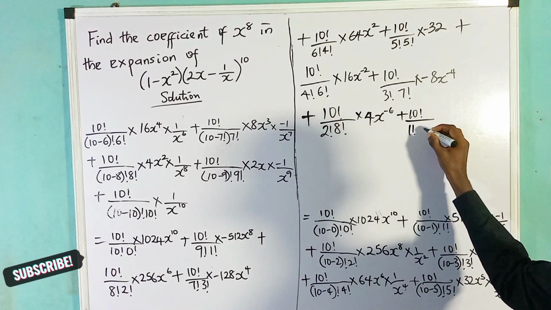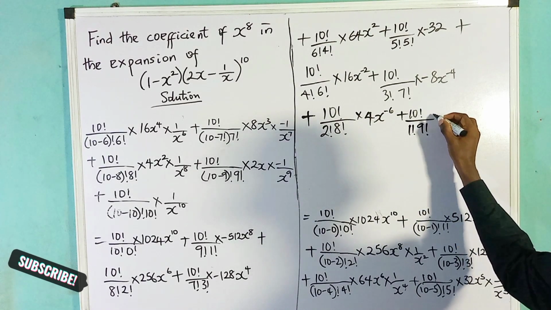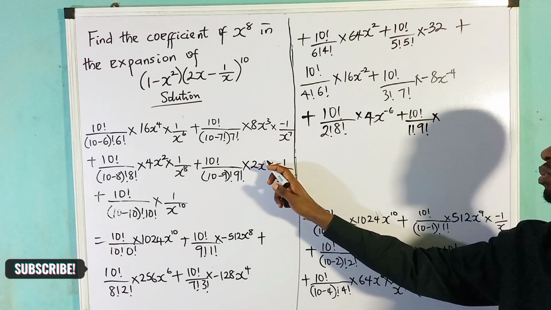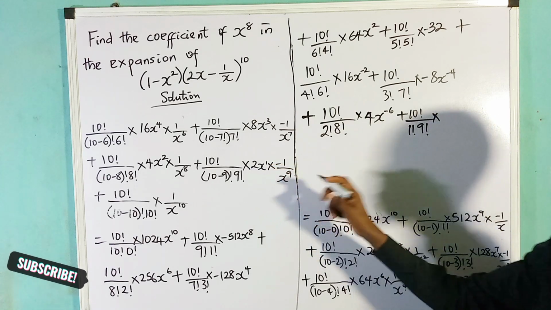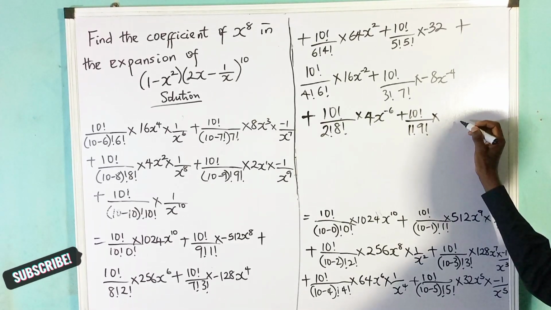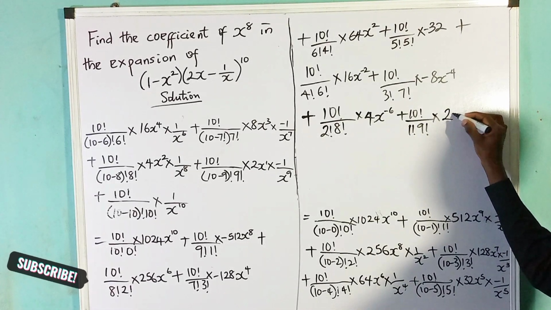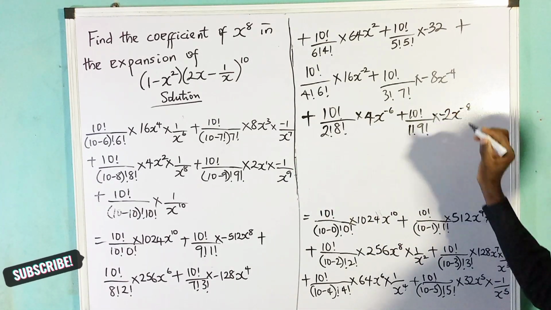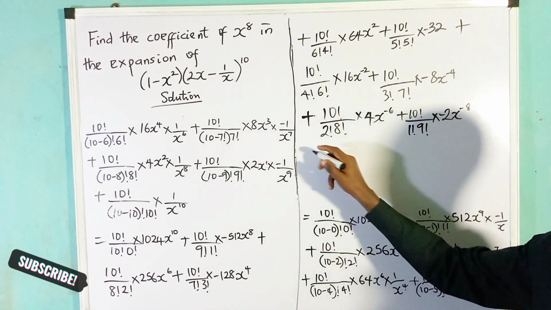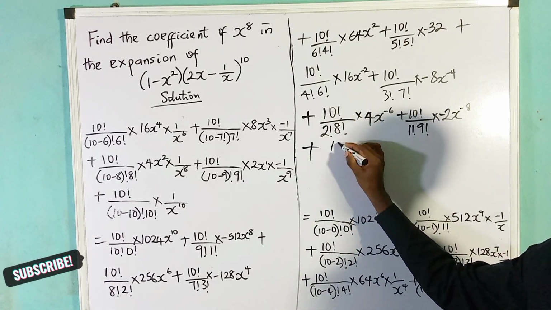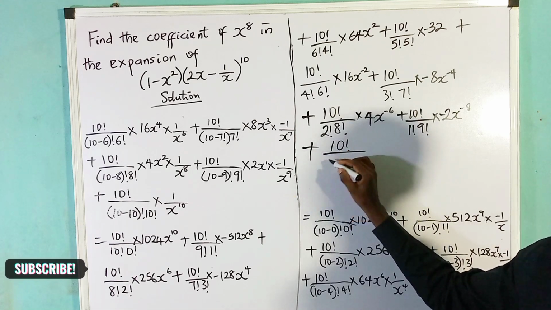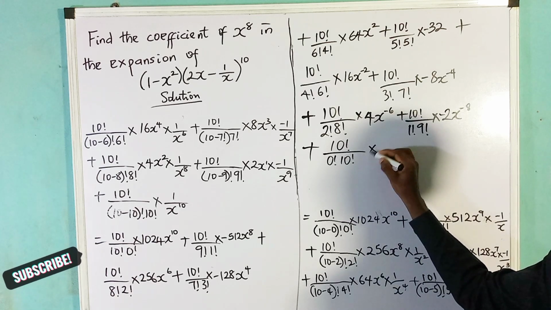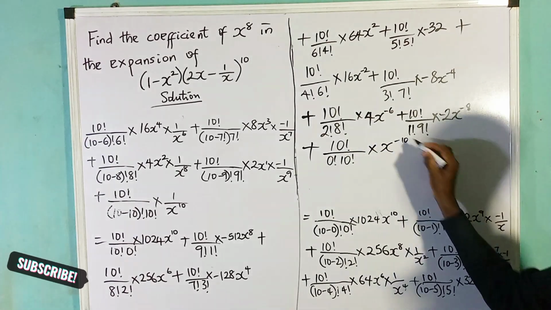So that is 1 factorial, 9 factorial, times the power here is 1. So 1 minus 9 is minus 8. So that is times 2x raised to the power minus 8. However, there is a minus 1 here that is multiplying, so we put minus here. And then lastly, we have 10 factorial over 10 minus 10 is 0. So that's 0 factorial, 10 factorial, times x raised to the power minus 10.